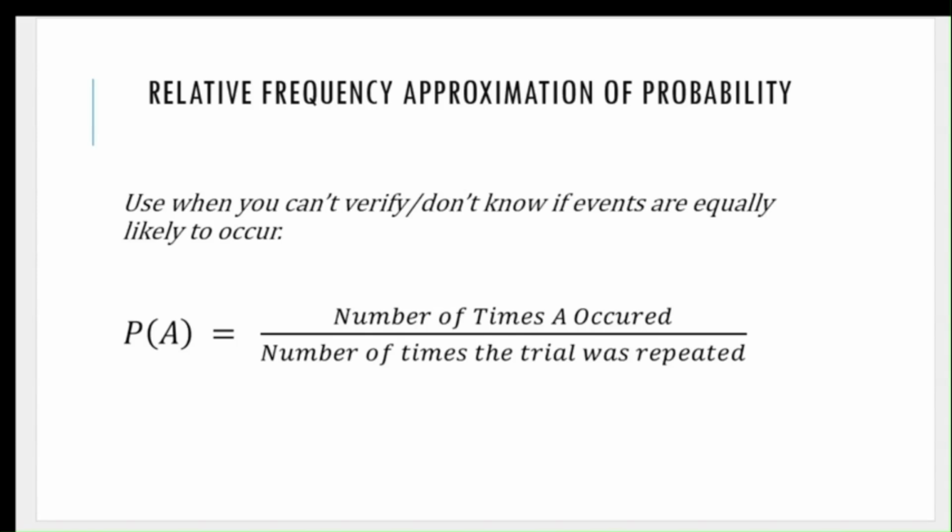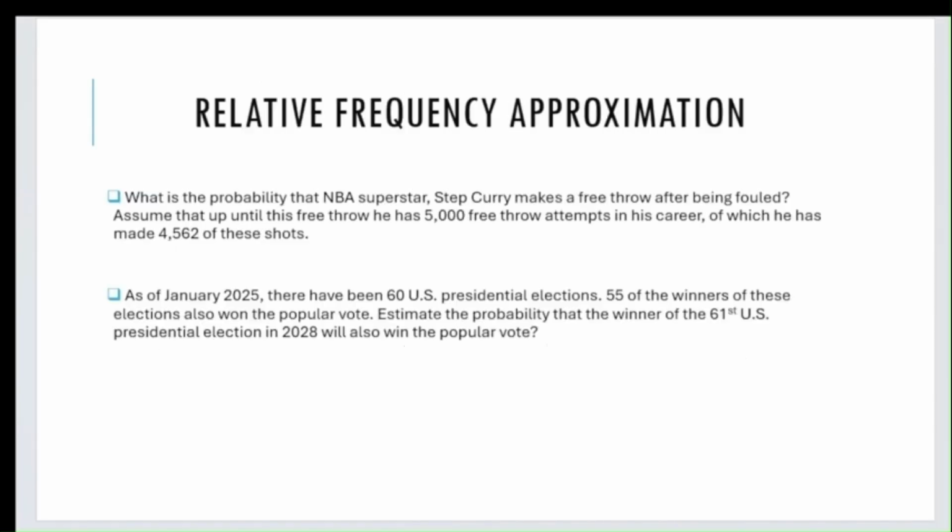However, in this case, it represents an event that is not equally likely to occur with other events in the same sample space. Therefore, what we can say is that P of A is equal to the number of times A has occurred divided by the number of times the trial has been repeated. Let's take a look at some examples.